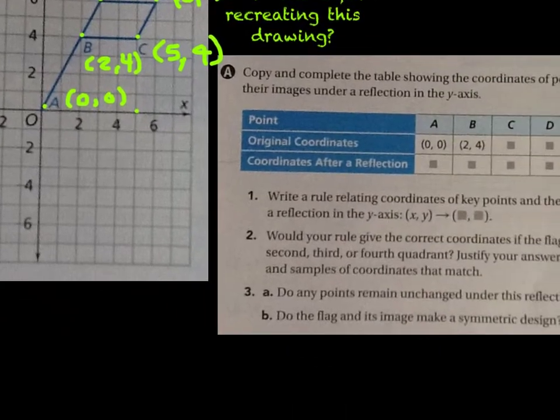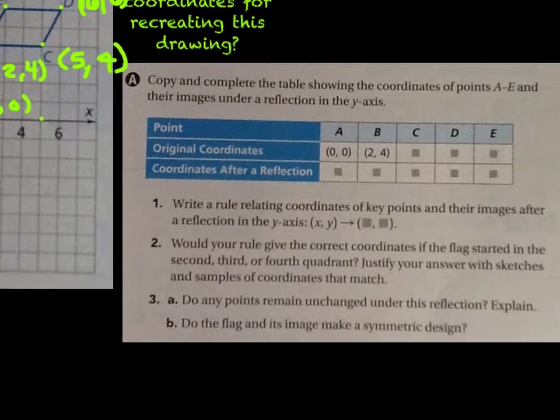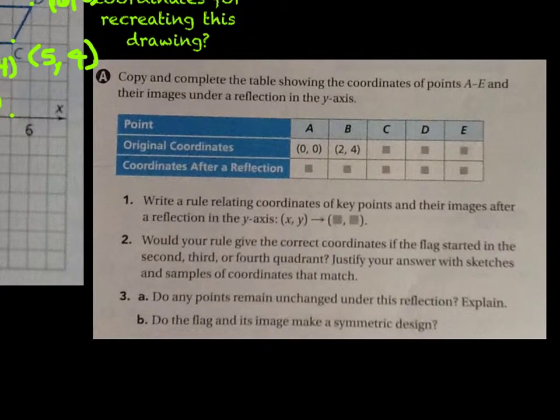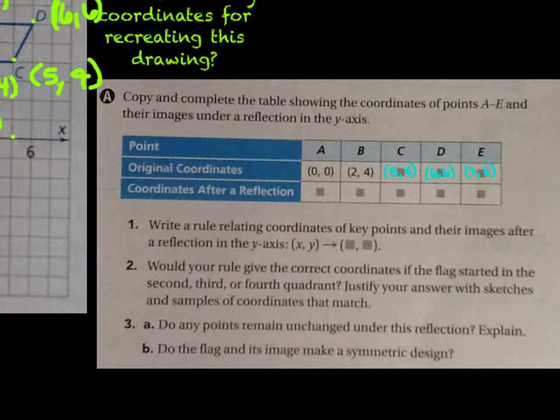So let's start out with, let's copy and complete this table showing the coordinates of A through E and their images under a reflection over the y-axis. So we have A is (0, 0), B is (2, 4). We already know C, D, and E, so I'm just going to magically fill those in with the math magic. Hold on one moment. So a little shift. We've added in C, D, and E in those coordinates, and now it says that we need to reflect this drawing, this flag, over the y-axis.